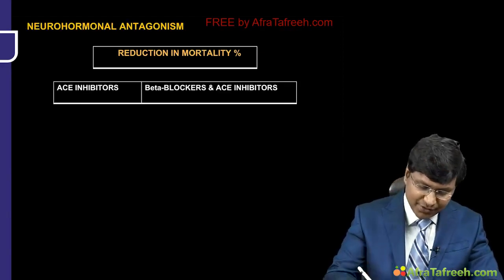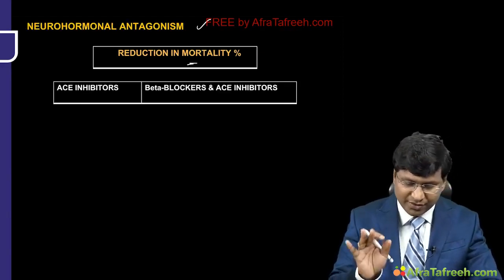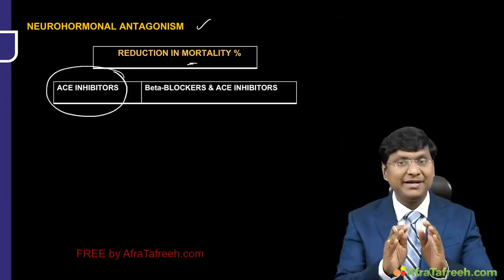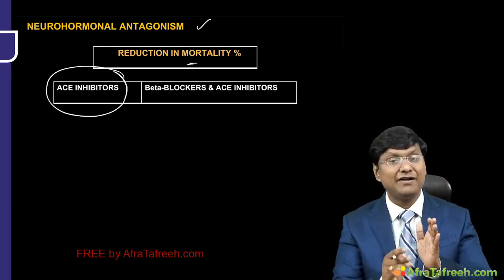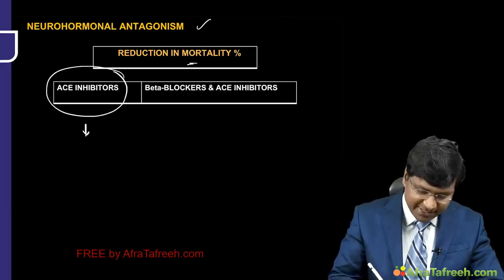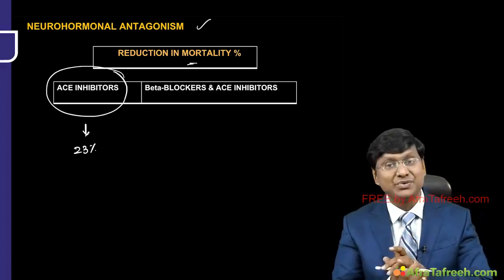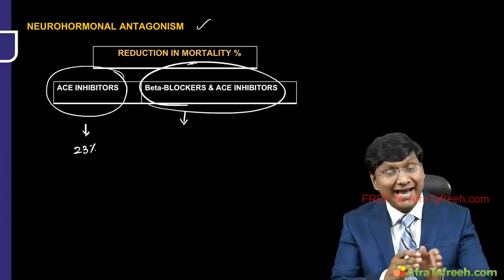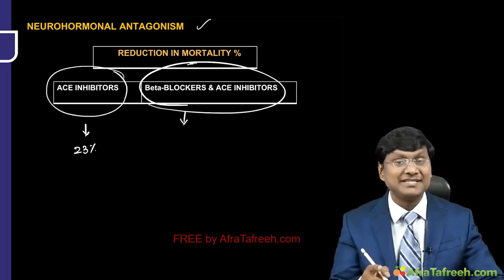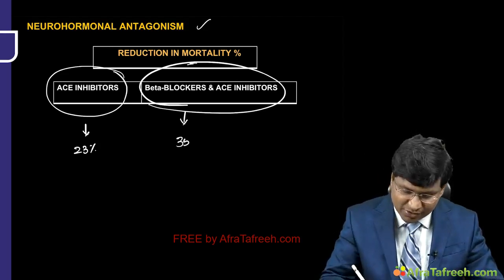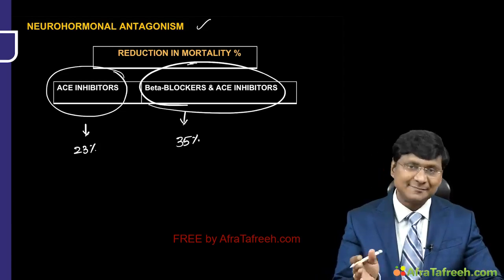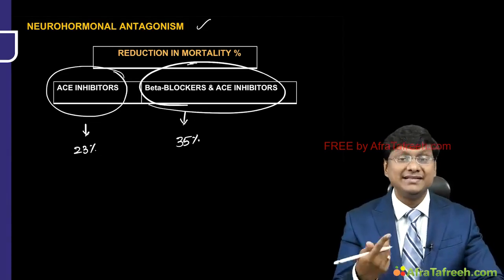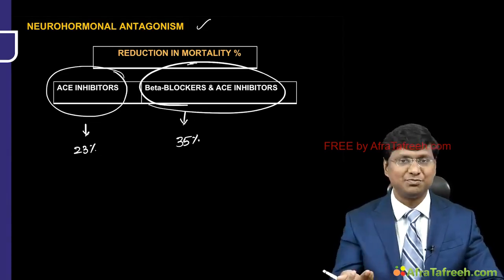Now let us start with the neurohormonal antagonism. They reduce the mortality. If you take the percentage wise also, suppose you are supplementing only ACE inhibitors to a patient of heart failure with reduced ejection fraction, what is the percentage of reduction in the mortality? It is just only 23%. But if you are giving a combination of beta blockers and ACE inhibitors, then the reduction in mortality is almost 35%. So always, if beta blockers are added on along with ACE inhibitors, the chance of reduction of mortality is much more.